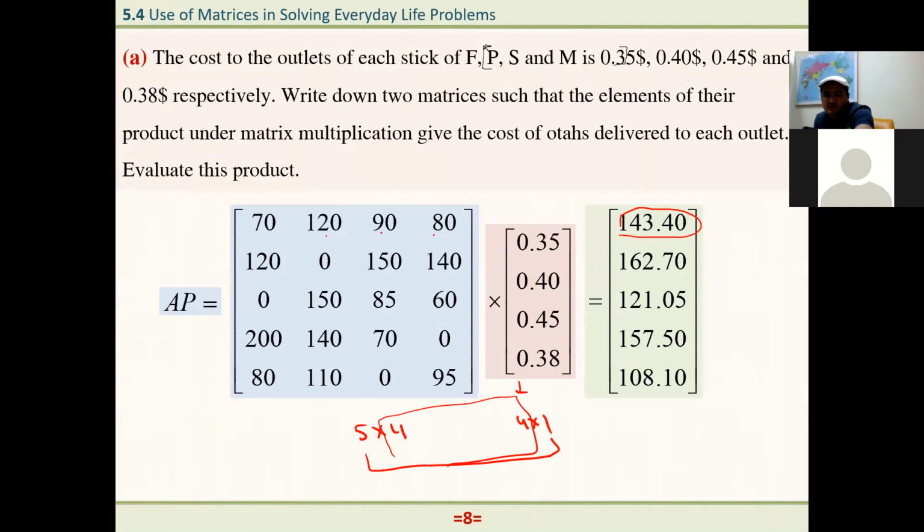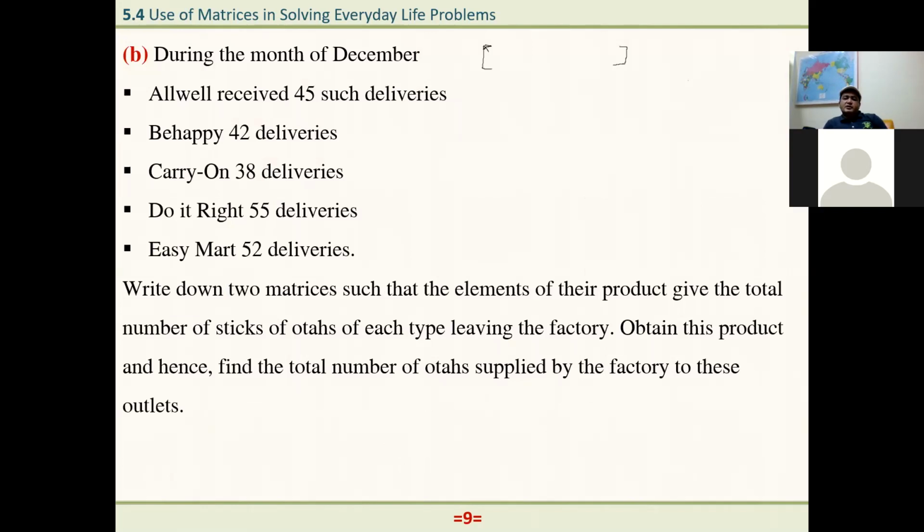Here, you can just write FPSM. You just write inside the matrix, let's say FPSM.